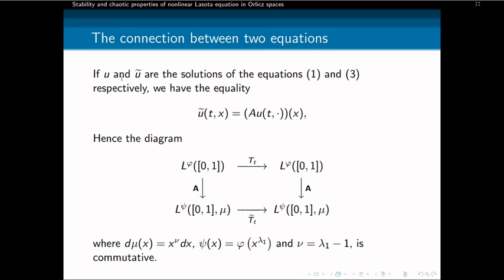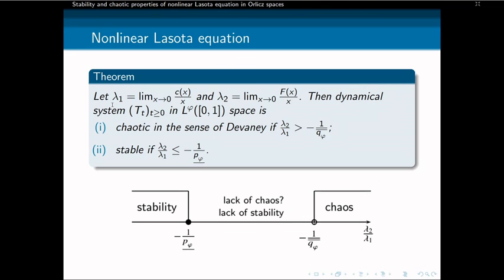If u and u with tilde are the solutions of equation 1, the nonlinear case, and equation 3, the linear case, respectively, we have the following equality using this operator A, and hence the following diagram is commutative. So thanks to the construction of this operator, we can transfer asymptotic properties of the linear version of the equation to the nonlinear version of the Lasota equation. And we have formulated the following conclusion.